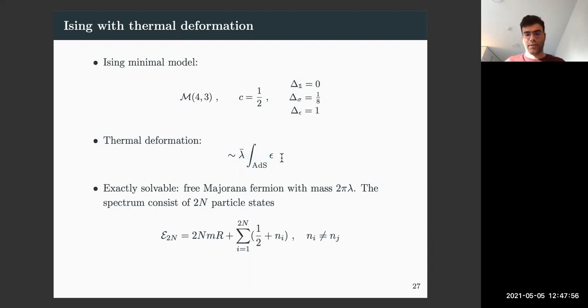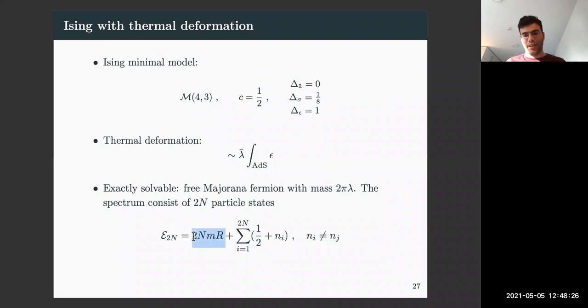It corresponds to the free Majorana fermion with mass 2 pi lambda, and the spectrum will consist of an even number of fermions. In particular, the energies will look like this formula. This part is coming from the kinetic part, where each fermion has 1/2 energy plus the mode that they go into, and the modes should not match because of the Pauli principle.